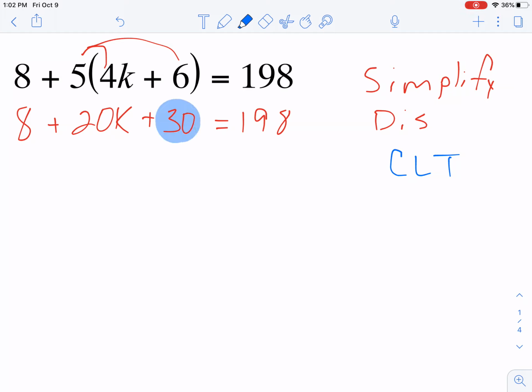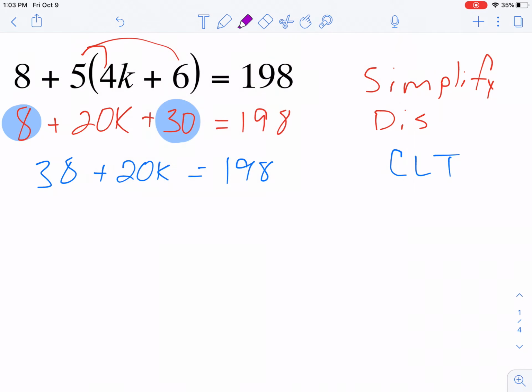So we can see that 30 and 8 are both regular numbers. They don't have a variable attached to them. So I can add those two together. And so 8 plus 30 is 38. Plus 20k comes down. Equal sign comes down. 198 comes down.